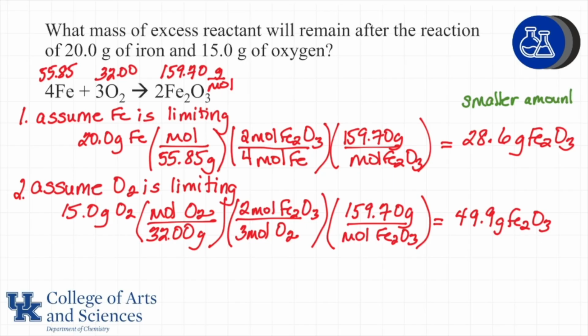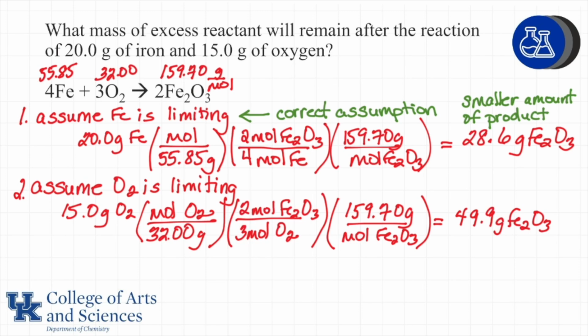We see that the smaller amount of product is formed when we assume that iron is limiting. Therefore, iron is our limiting reagent. That was our correct assumption. Now we know what the limiting reagent is. We know how much iron oxide we can produce, but now we need to determine how much of the oxygen is going to be left over.